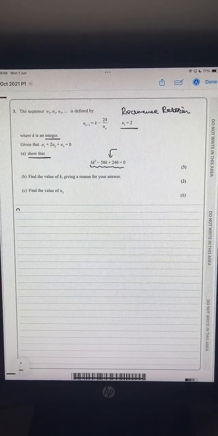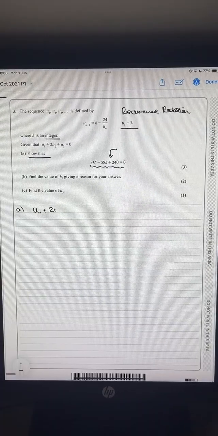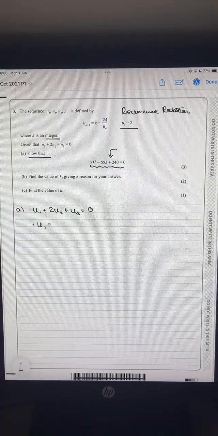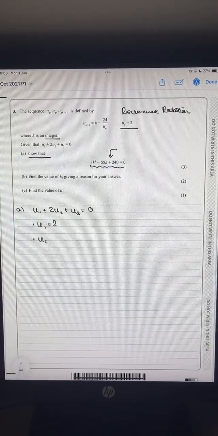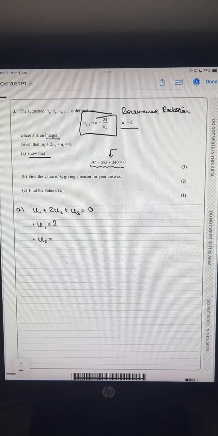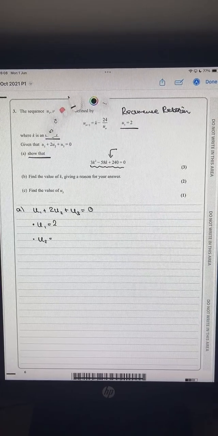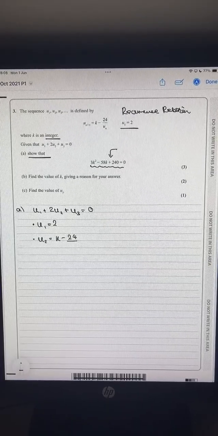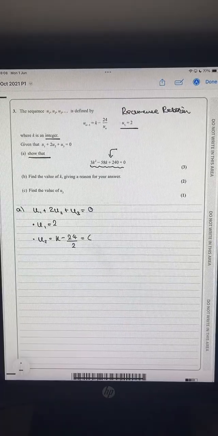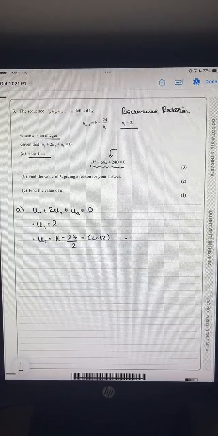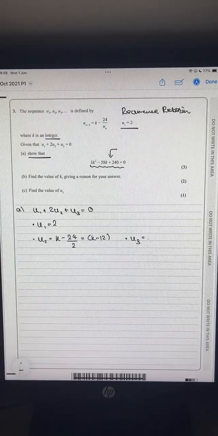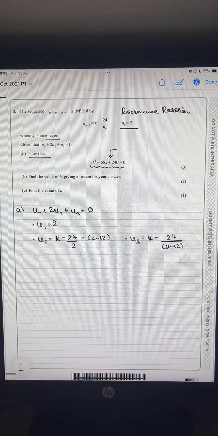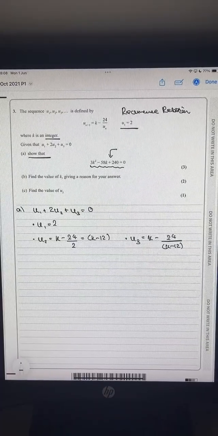So for question A, we know that u1 plus 2u2 plus u3 equals 0. We know that u1 is equal to 2. We know that u2 is going to be equal to, so this rule tells us how to get to our next term from our previous term, k minus 24 divided by u1, which is 2, which is just simply k minus 12. And then u3 is going to be equal to k minus 24 divided by u2, which is k minus 12. So these are my 3 terms, and now all I have to do is sub them in.